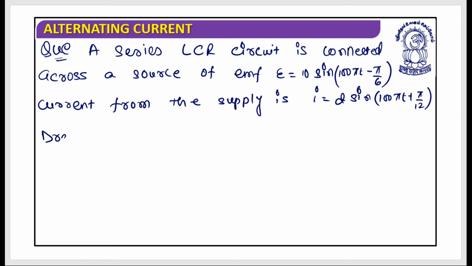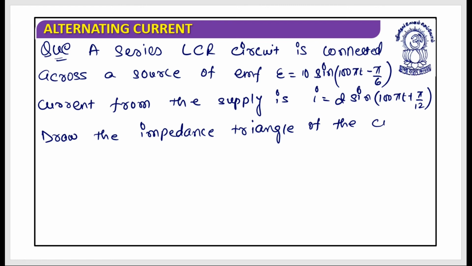They ask me to draw the impedance triangle of the circuit. So this is the requirement. How will you do this? Go through the data first. What they have given is that EMF is 10 sin (100 pi t minus pi by 6), and the current is 2 sin (100 pi t plus pi by 12). I need to plot the impedance triangle of the circuit.